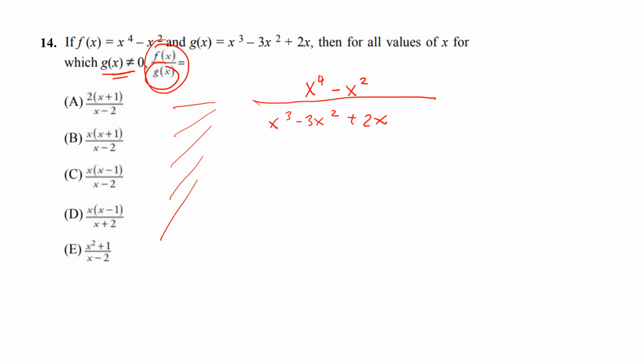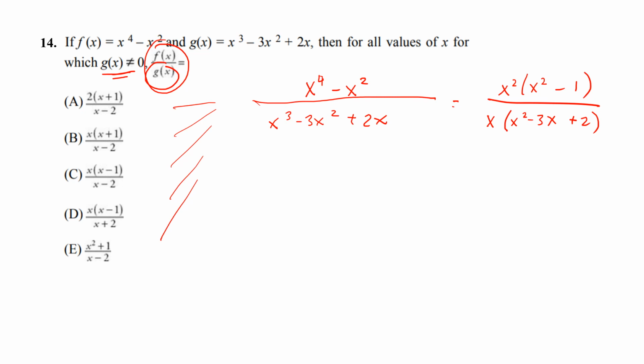So let's look at just the numerator first. X to the 4th minus x squared, I can pull out an x squared, and I'll have x squared minus 1 remaining. In the denominator, I can take out an x, and I have an x squared minus 3x plus 2 remaining. You can convince yourself if you distribute, you'll get the same as the numerator and the denominator.